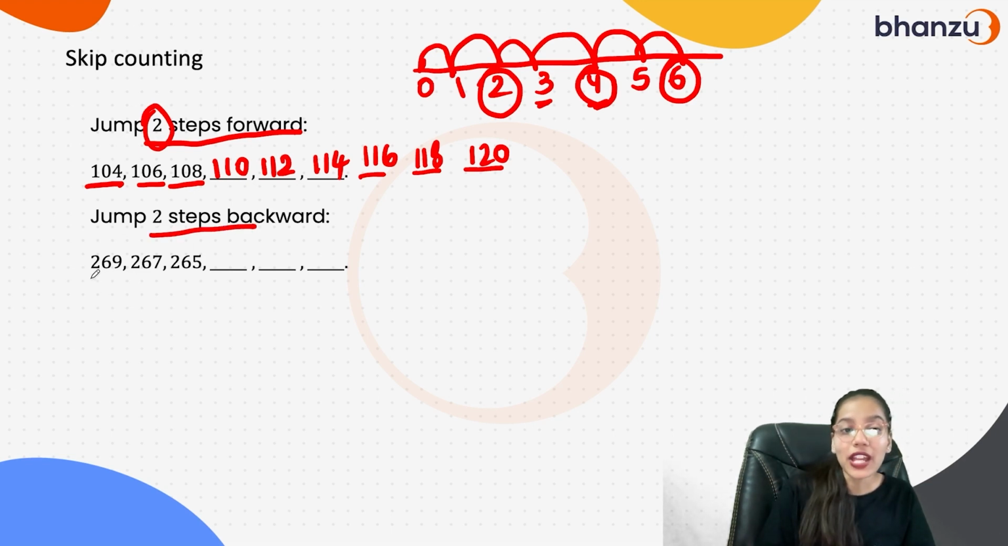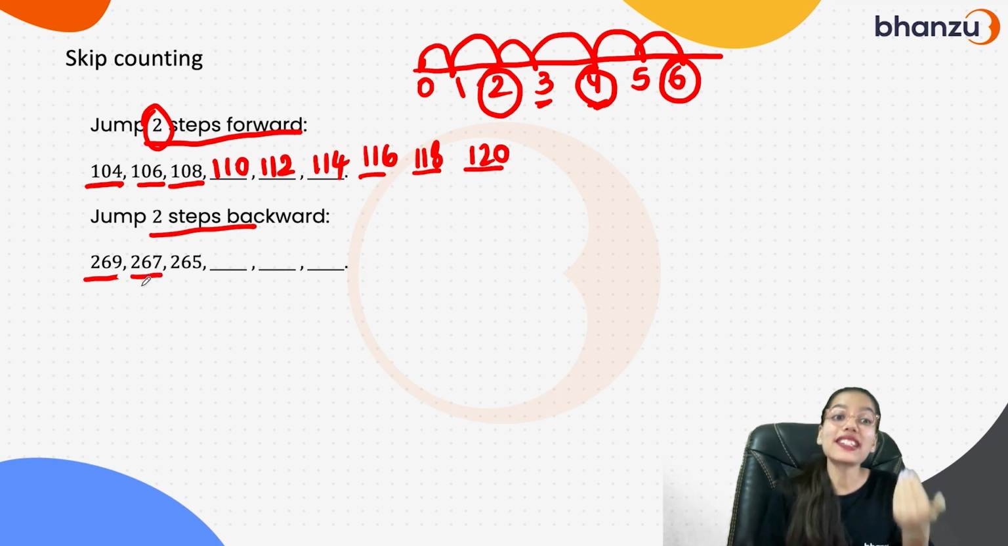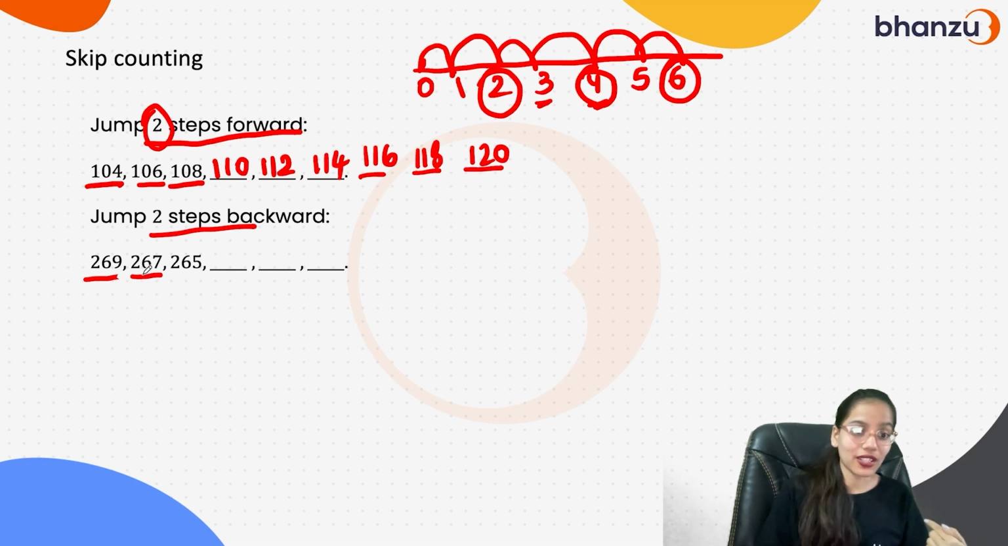So did you observe? We have 269 and there is 267. So this means the number is reduced. It's not increasing. The numbers are reducing. So we have to jump backwards right now. So let us draw a very similar line to understand what I mean by jumping backwards.